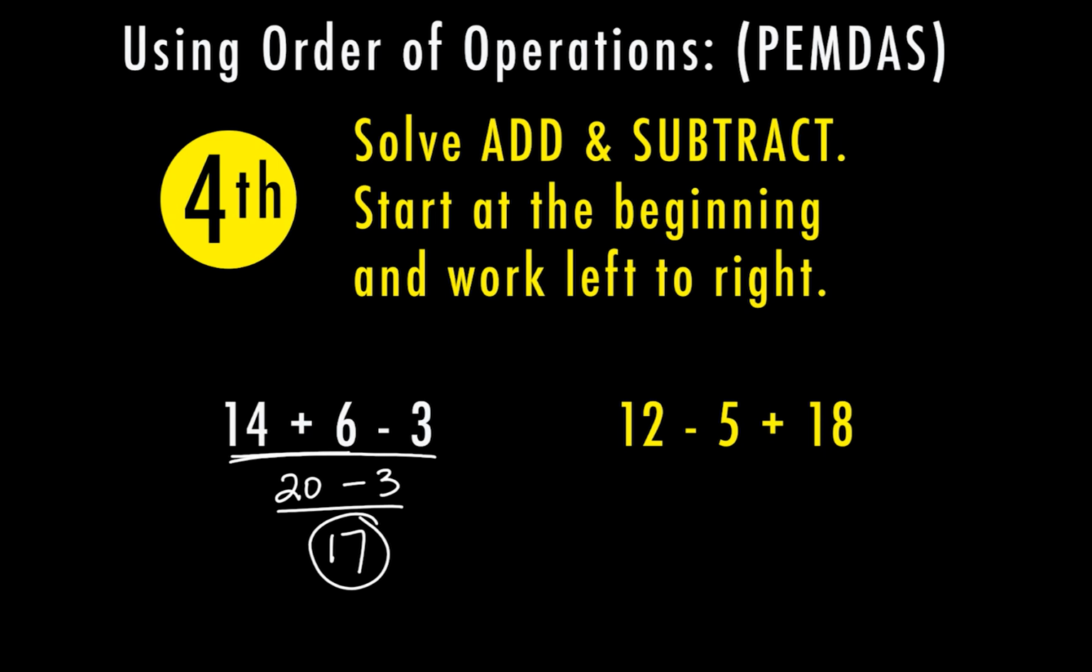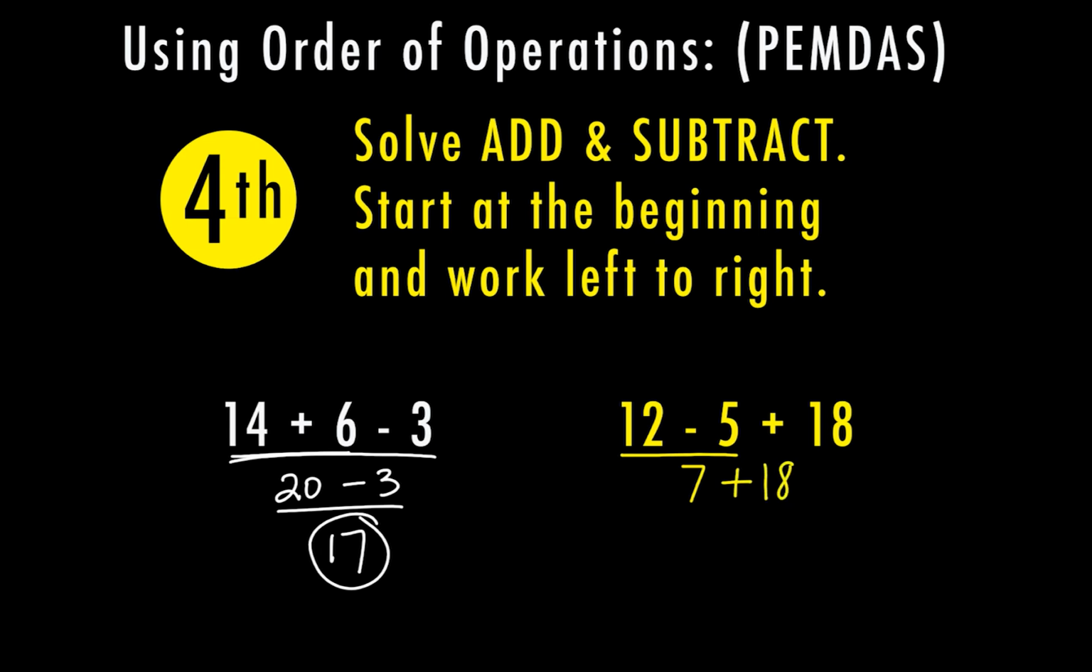But since add and subtract is at the very end of PEMDAS, our order of operations, this would probably end up being your actual answer to the problem, because that would be the last step that you have to do. So for this one right here, we have 12 minus 5, which equals 7, plus 18.